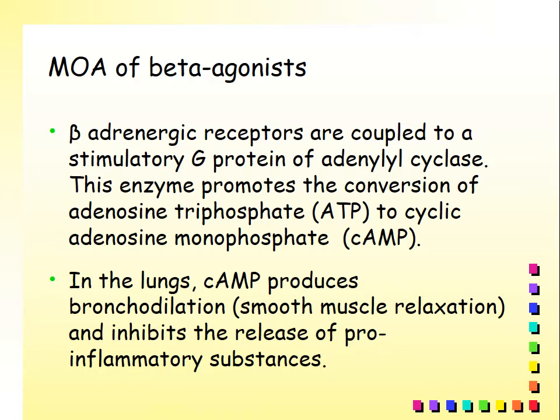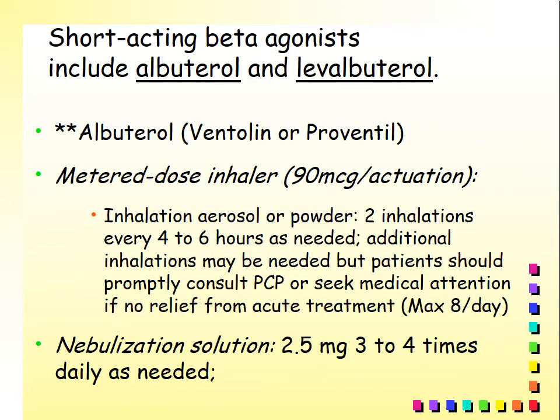The short-acting beta agonists, referred to as SABAs, include albuterol and levoalbuterol, among others. But albuterol is probably the prototype in this class of drugs. Brand names are Ventolin or Proventil, also among others now. The metered dose inhaler delivers 90 micrograms per actuation, and it's an inhalation aerosol or powder. It's 2 inhalations every 4 to 6 hours as needed.